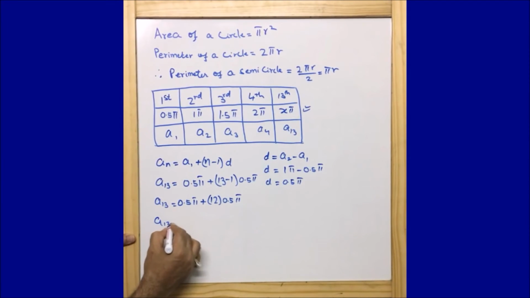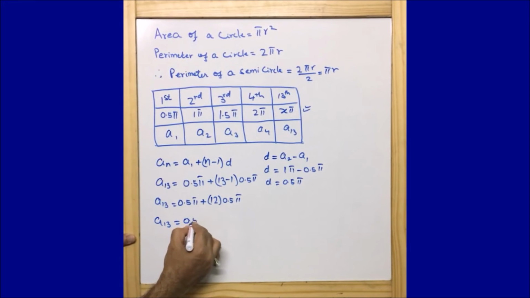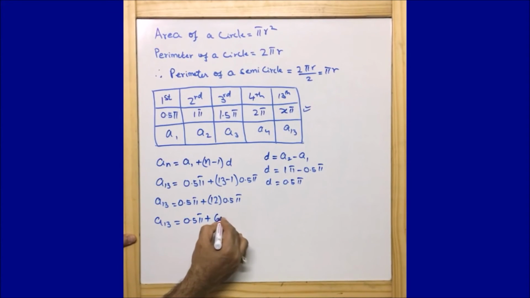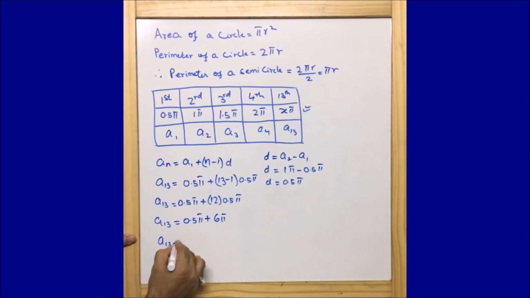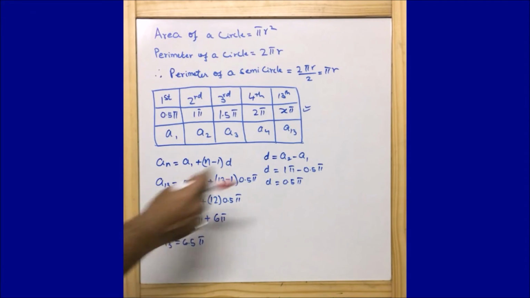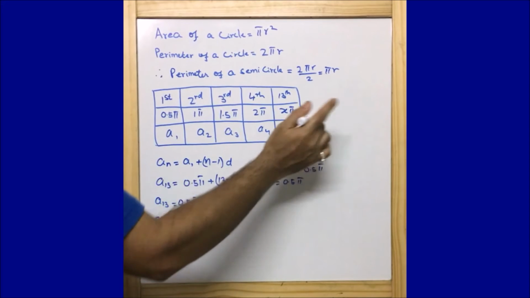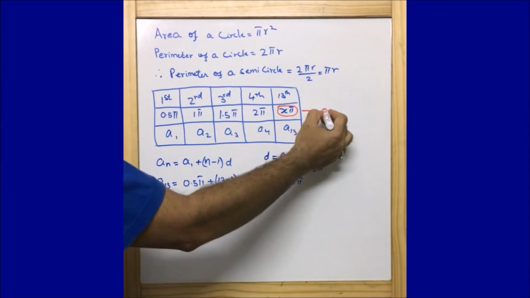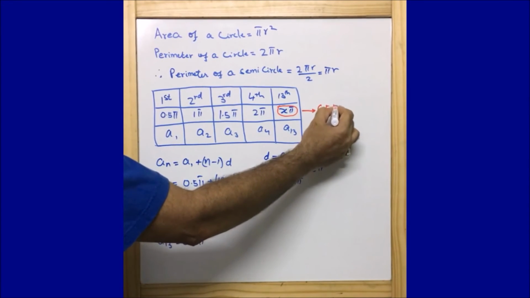or I can write a13 is equal to 0.5 pi plus 6 pi, because 12 into 0.5 is nothing but 6 pi, or I can write a13 is equal to 6.5 pi. Now guys, we are able to find out a13 as 6.5 pi. That means we found out the value of x as 6.5. So here we are able to find out this one as 6.5 pi.